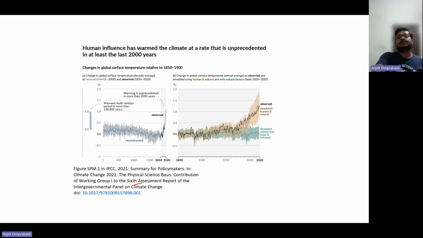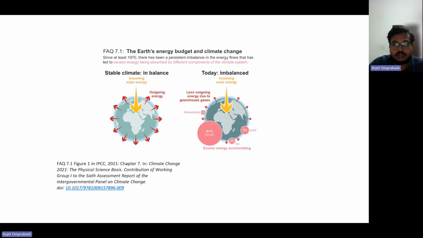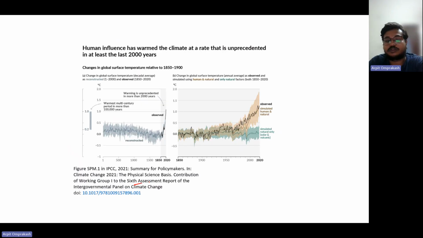So yeah, basically these are graphs from what is called the IPCC, right? The Intergovernmental Panel on Climate Change. These are representatives from all across the world in different governments, who talk about climate change and how it's affecting, what is happening, and so on and so forth.